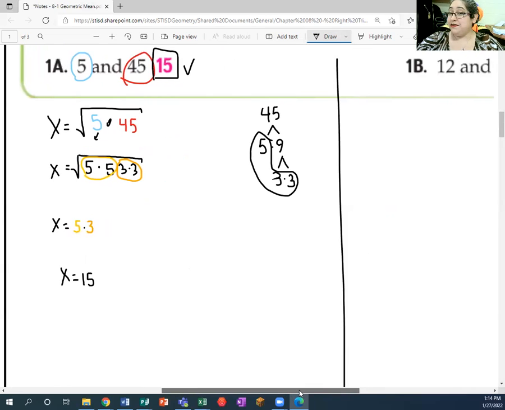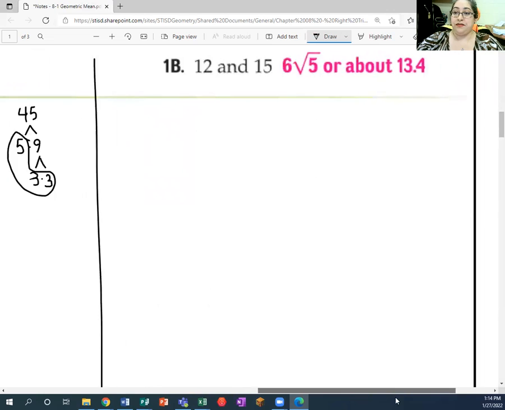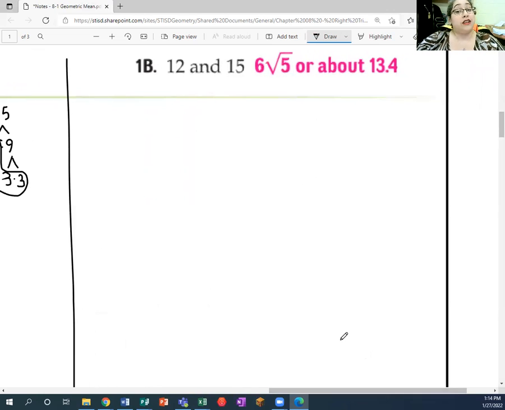One more example. Let's look at 1B. All right. Directions stay the same. We want to find the geometric mean, and we're going to do that of these two numbers, 12 and 15. And it looks like my answer is going to have a square root left over.